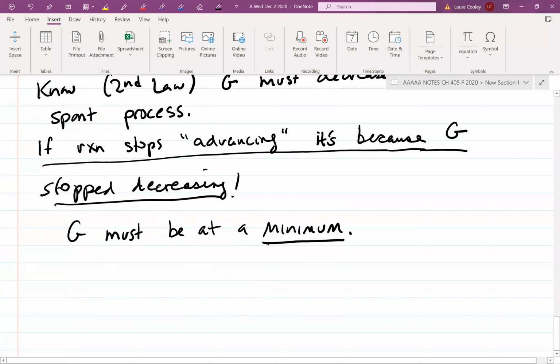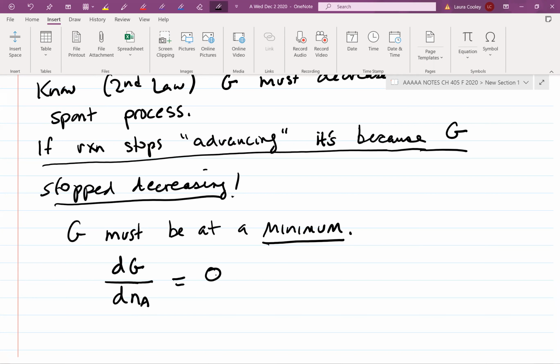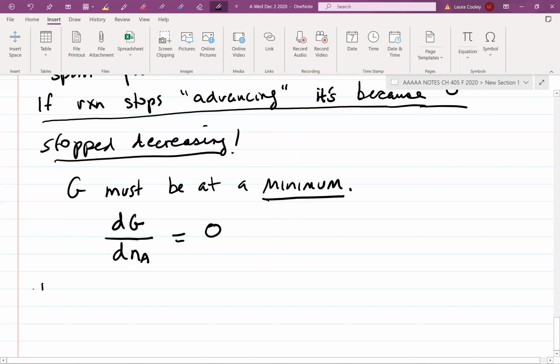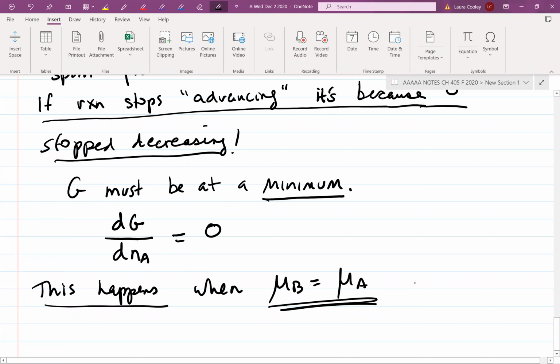So what must be true at that point is that the derivative of G with respect to the moles of A, the moles of A being the amount of reactant, must be equal to 0, okay? Because we know that functions are at a minimum when their derivatives are 0. And actually, I'm not proving it here, I'm just giving you a preview of coming attractions: this happens when mu B and mu A become equal.